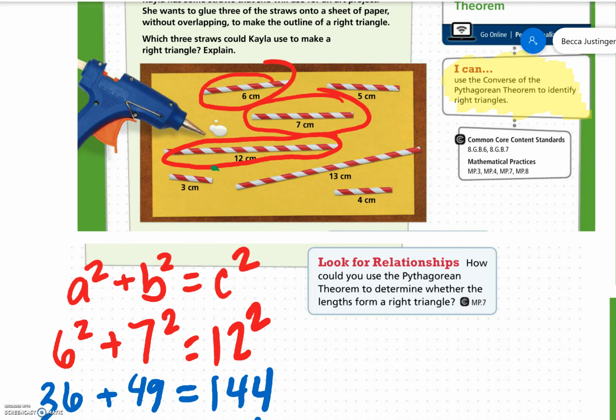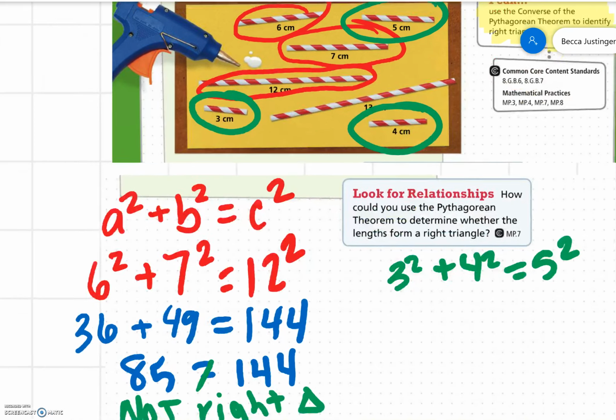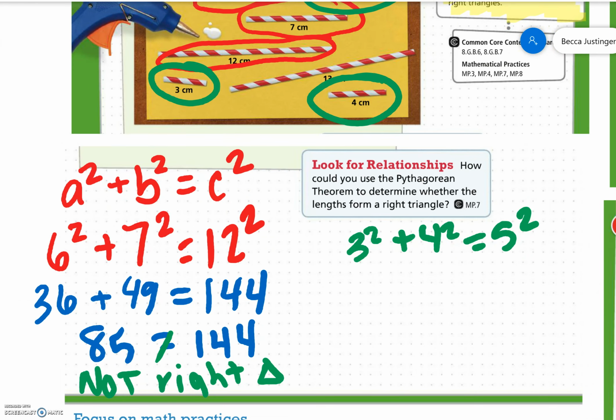What about 3, 4, and 5? Well, okay, A squared plus B squared equals C squared. 3 squared plus 4 squared equals 5 squared. 5 had to be C. The other two could have been in a different order.